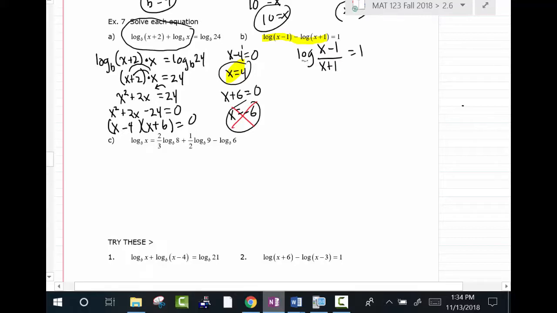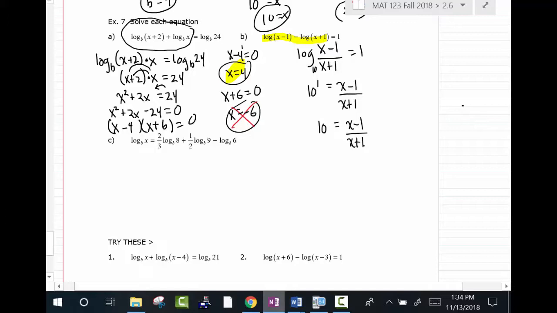What's the base on that log? I didn't put it there for some reason. It's a 10, good. So that's a 10. Now after you do that, you want to write it in exponential form. So you would have 10 to the first equals x minus 1 over x plus 1 like that. So once you get it put together, do exponential form. That's going to give you 10 equals x minus 1 over x plus 1.